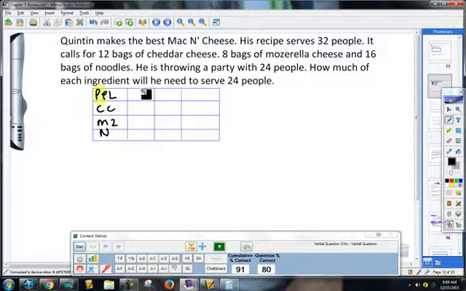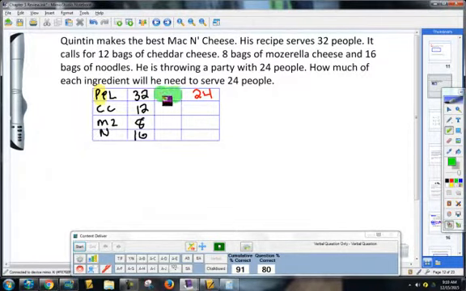Okay? Obviously, the first one's going to have all your fake information. So, we know that his recipe is 32 people, and it's going to be 12 bags of cheddar cheese, 8 bags of mozzarella, and 16 bags of noodles. Now, what does he want to know? Well, he wants to know, what if I have to serve 24 people? So, here's the deal. You can't go straight from 32 to 24, right? So this is where you've got to use scaling to right there.